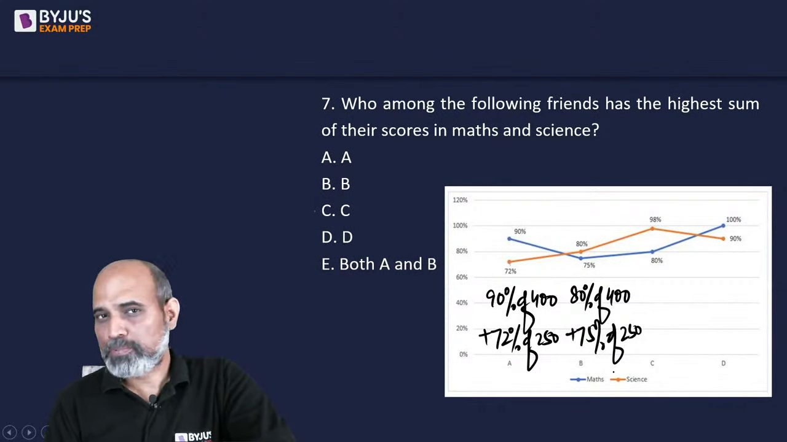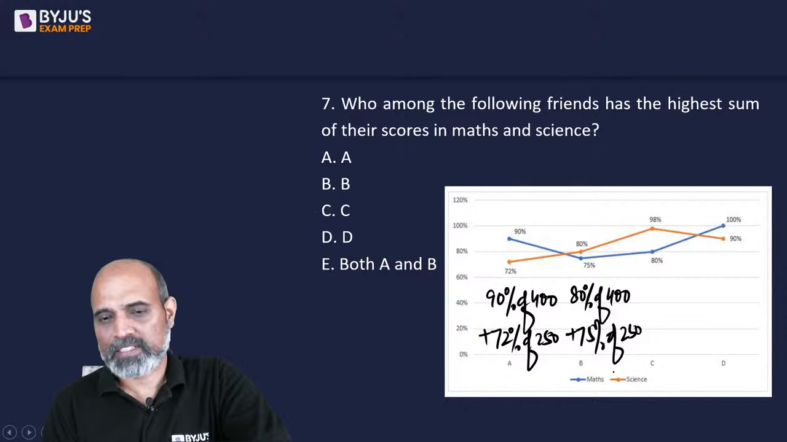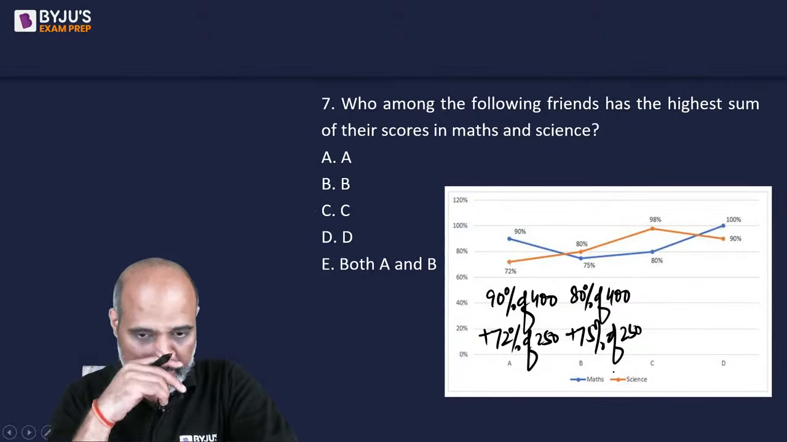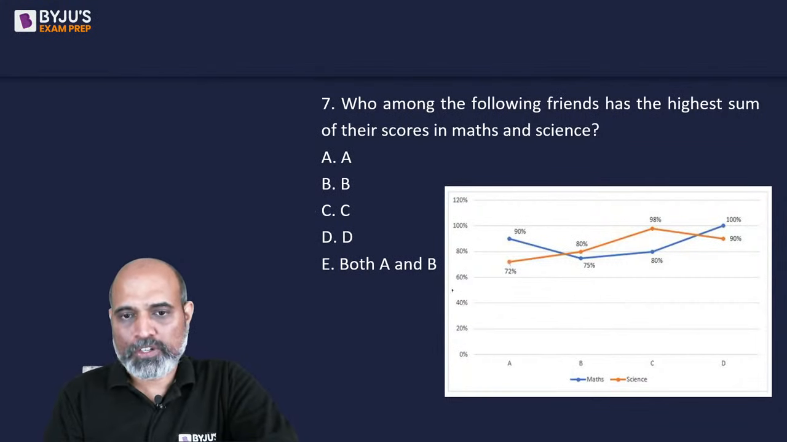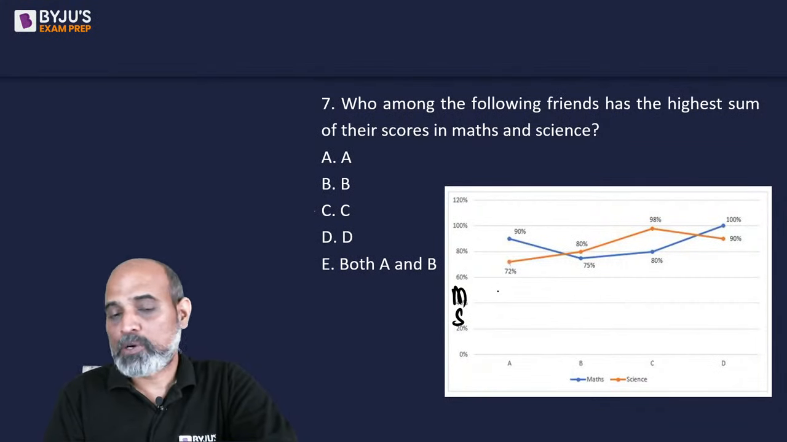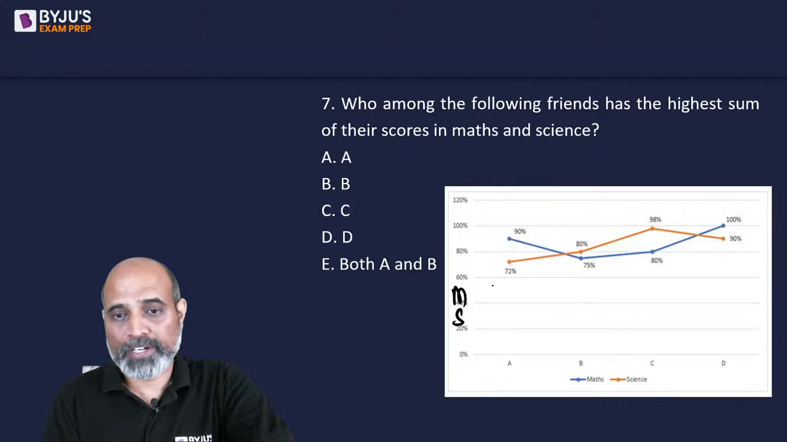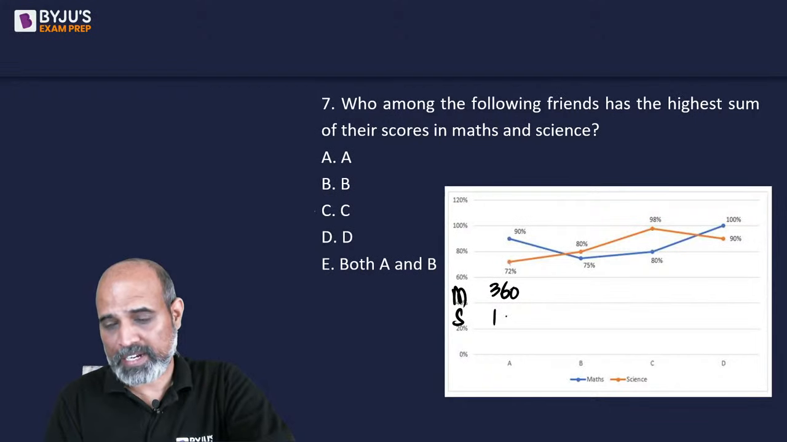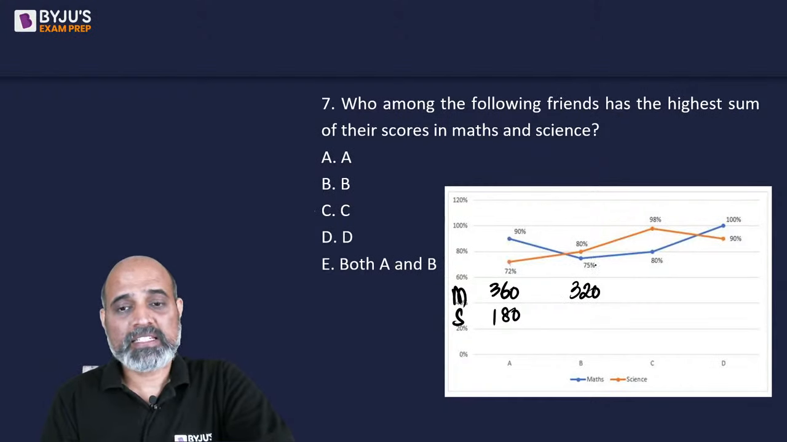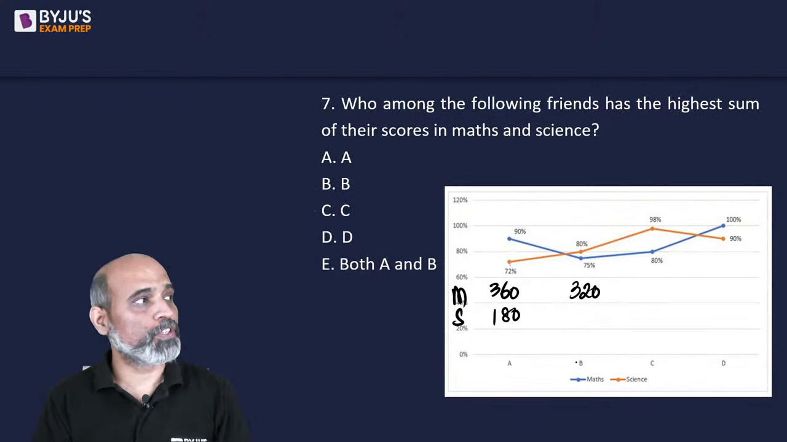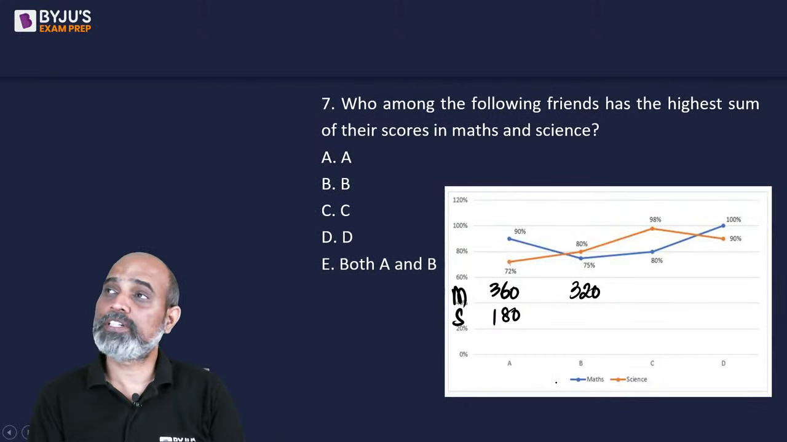देखो calculation तो पूरा करना ही पड़ेगा, right? There is nothing really we can do over here. चलो कर ही लेते हैं. So if we talk about maths and science, about A, it is 90% of 400, which is 360. Science में it's 72% of 250, which is going to be 180. For B, it's 80% of 400, which is 320. Next, it is 75% of 250, which is going to be a little difficult to calculate.